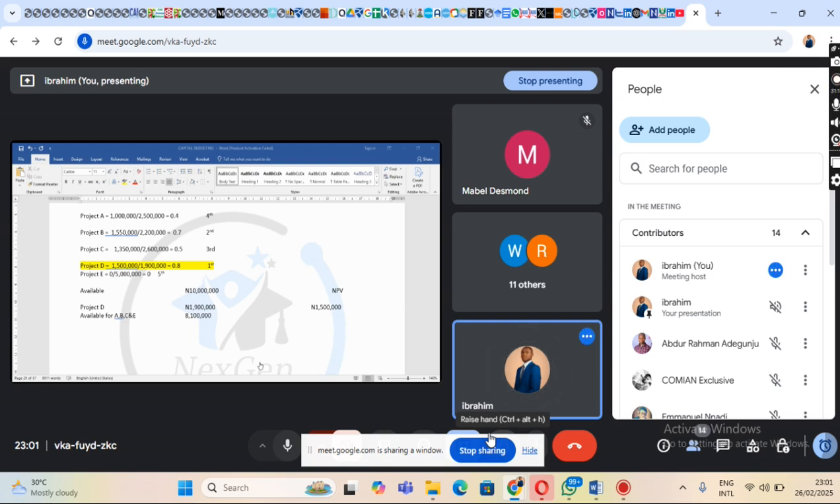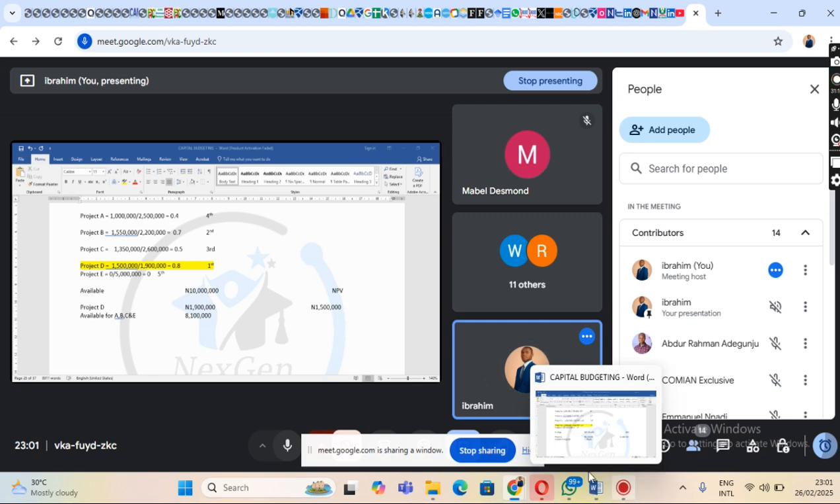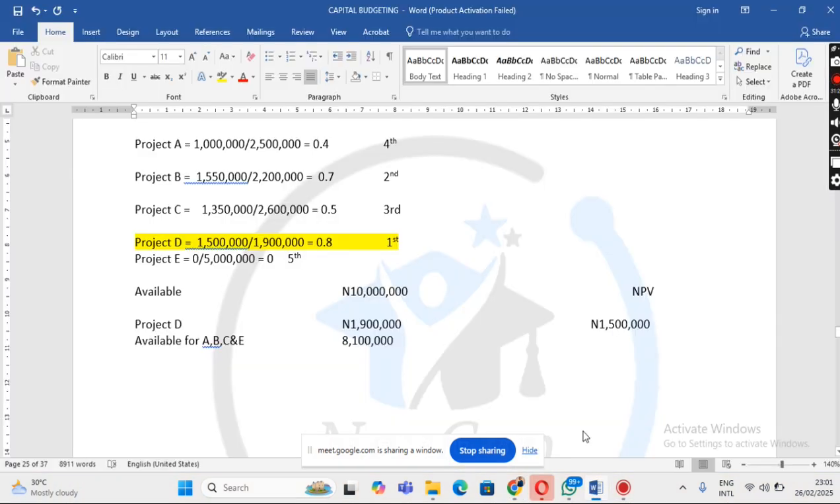Since B and D are mutually exclusive, you've undertaken D, right? Leave D and forget about B. Now, after that, based on the ranking, after B, which one is next? The next one is Project C. So we can have project C.